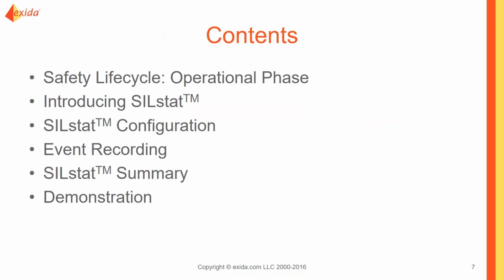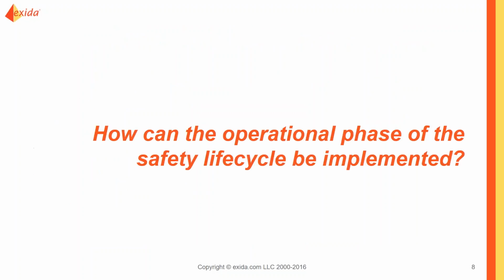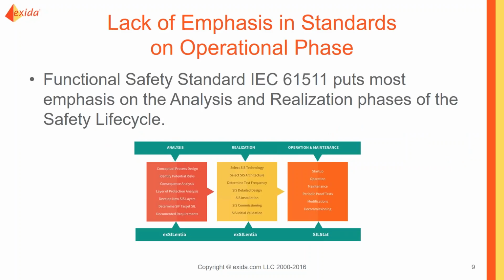So today I'll discuss the challenges we face trying to implement the operation and maintenance phase of the safety life cycle and how SILStat can help you do this. You may find yourself wondering, how can the operational phase of the safety life cycle even be implemented? This is because there's a lack of emphasis on the operational phase in the safety standard. The analysis phase has your process hazard analysis, your layer of protection analysis, your SIL selection, and the realization phase has your SIL verification. But what must be done in the operation and maintenance phase once your site is up and running?